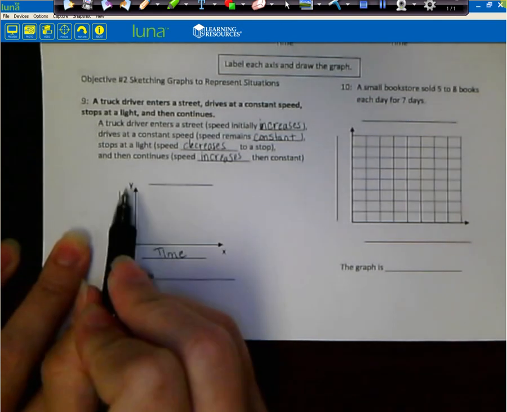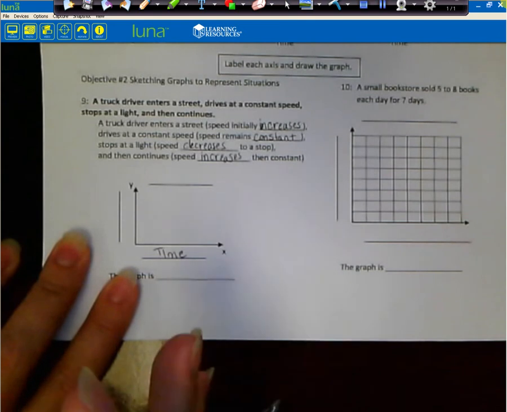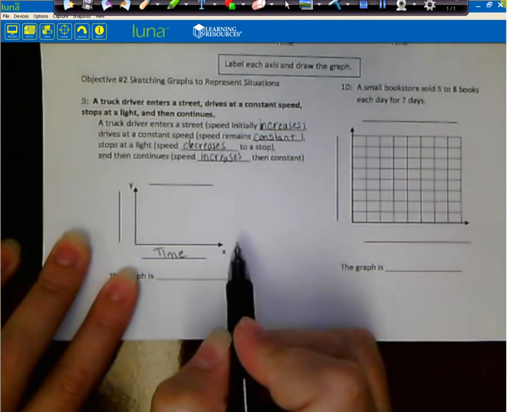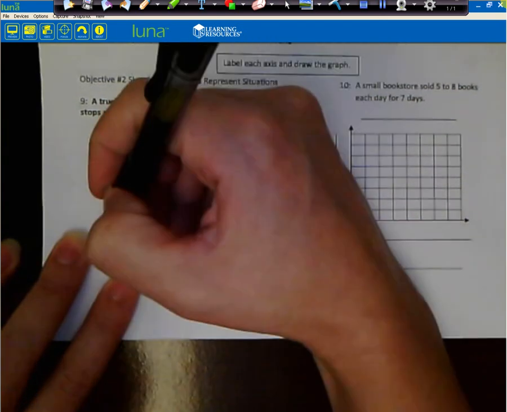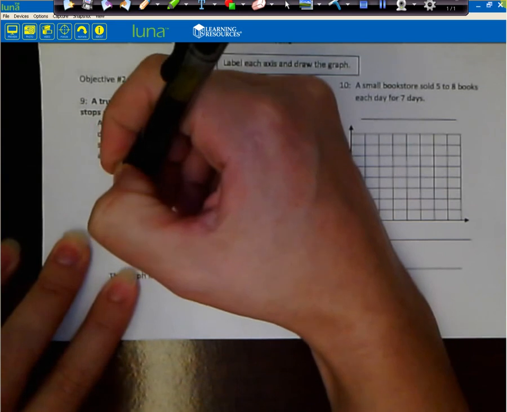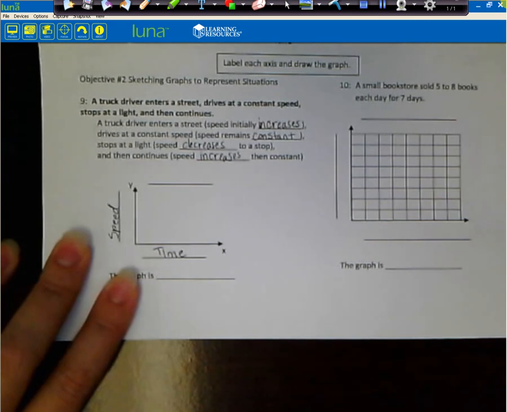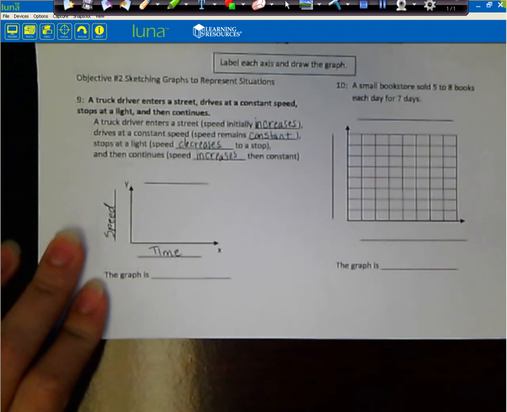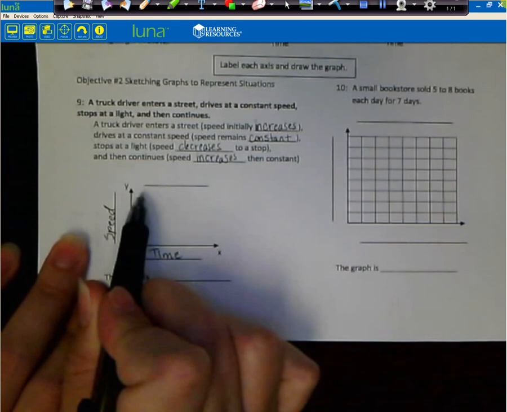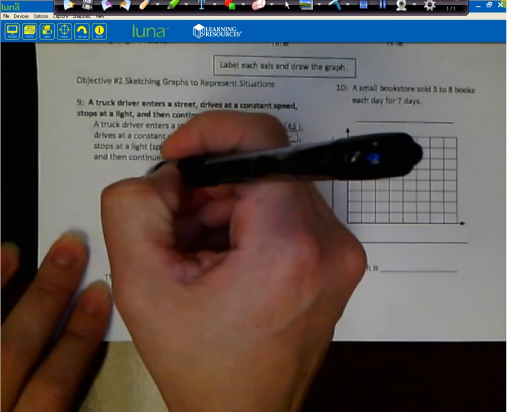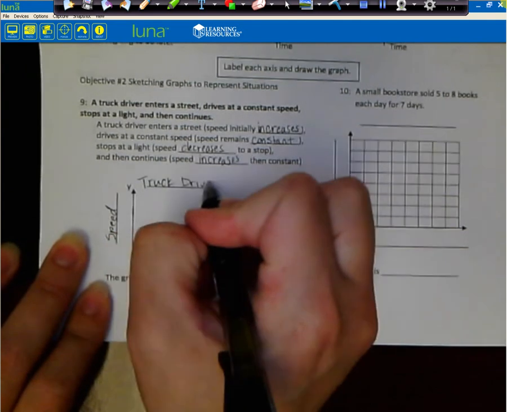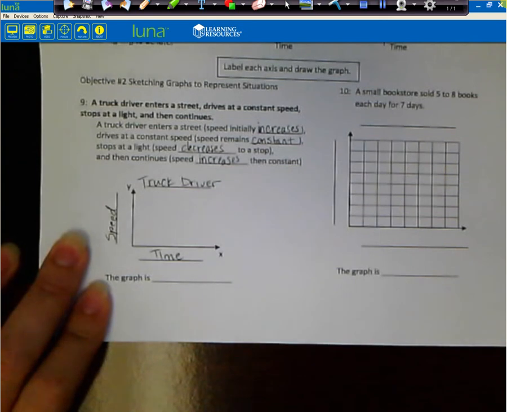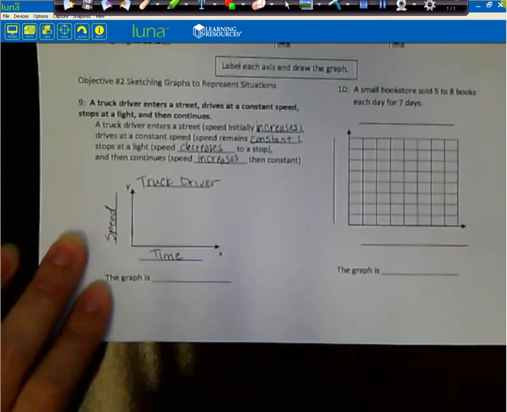Our dependent variable is the thing that's changing. It's changing based on how much time has elapsed. So our dependent variable for this story about the truck driver is going to be speed. So you need to label your axis, speed and time. We're going to give our graph a name. That's why you have this extra blank up here, and we're just going to call this truck driver.